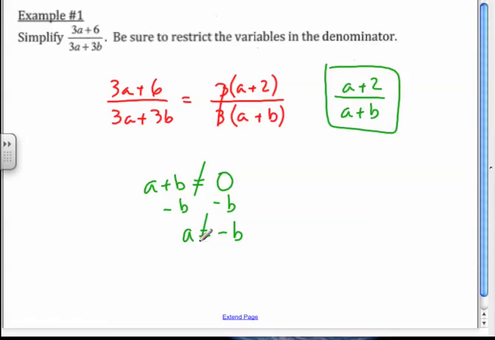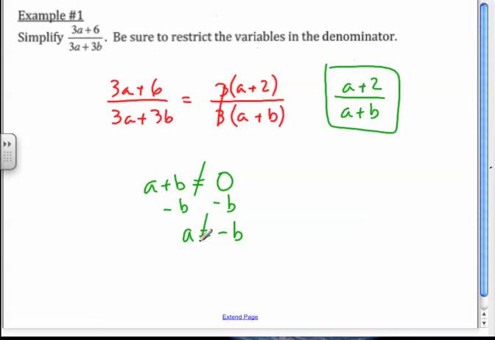So if a is 2, right, then b cannot be negative 2. Okay? Let me see if that's right. If a is 2, right, exactly. Ned, because that would make it 0.